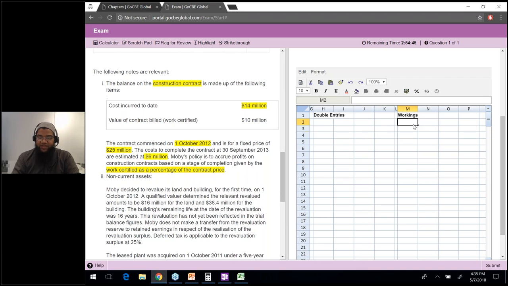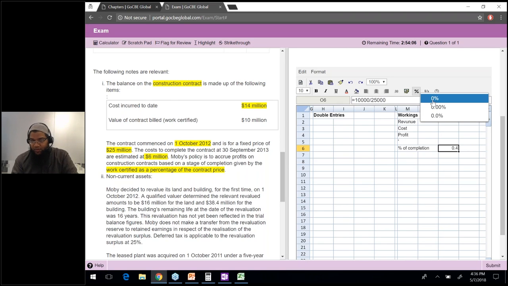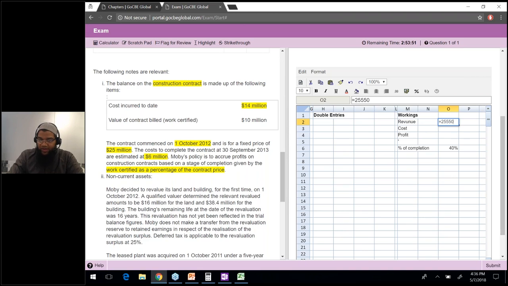Okay, now what we are going to do is actually in IFRS 15 construction contract, we need to calculate the revenue, we need to calculate the cost, and we need to calculate the profit. And apart from this, we need to calculate the percentage of completion. So the percentage of completion should be work agreed, which is 10,000, divided by the contract price of 25,000, which means that the project has been 40% done. Or you can even use this percentage to convert the value into the percentage. So the work done is work agreed of 10,000 divided by contract price of 25,000, which makes the work 40% done.